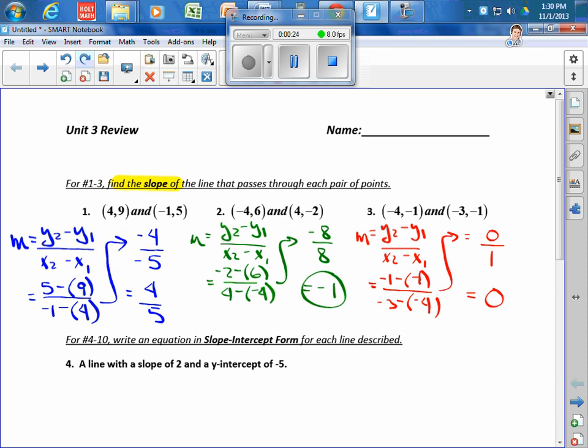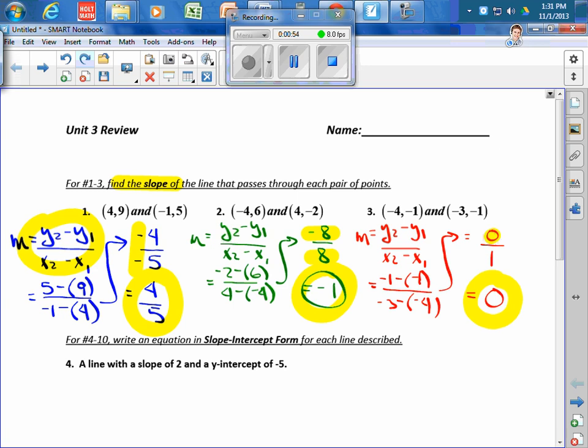To do that, in number 1, use your formula, y2 minus y1 over x2 minus x1, 5 minus 9 over negative 1 minus 4. The double negative cancels, and you're left with 4/5. In number 2, you have negative 8 over positive 8, which is negative 1. And in number 3, anytime you have 0 in the numerator, the answer is 0.